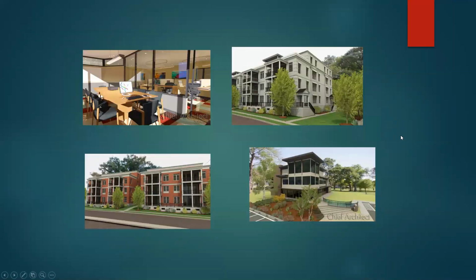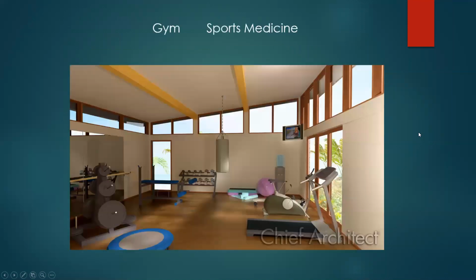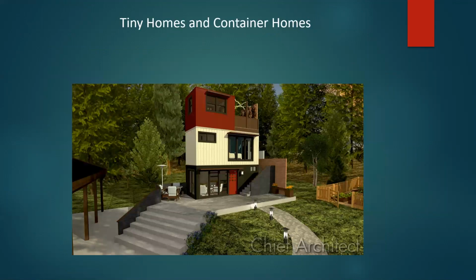Here's an example of some of the buildings that have been created in Chief Architect. Here's a gym and sports medicine facility. These are just some examples of how you might use it. All of these items that you see have been created for Chief Architect's library, and you just drag and drop these items into the building spaces that you have created.